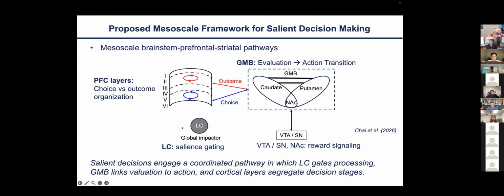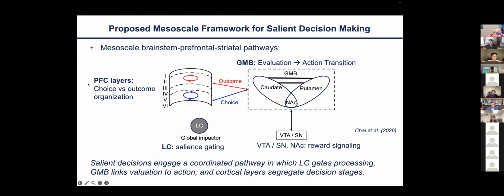So this is the LC role. It acts as a gating and also could modulate the pathway. And the second role is in the decision-making pathway: the gray matter bridge. The gray matter bridge is located at the interface between the evaluation center in cortex and the action selection in the putamen. So we think the gray matter bridge could facilitate the transition from evaluation into action selection.